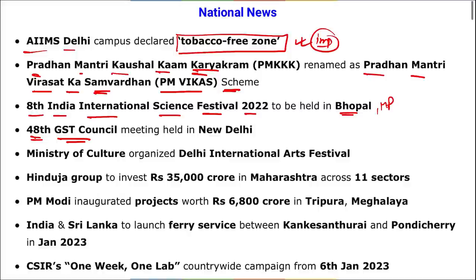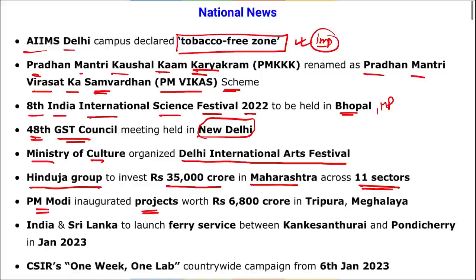The 48th GST Council will be held in New Delhi. Where is the National Museum for Customs and GST? It is in Goa. And in Delhi itself, if you remember, there is a museum for former prime ministers. Then the Ministry of Culture organized the Delhi International Art Festival. Hinduja Group to invest 35,000 crore rupees in Maharashtra across 11 sectors. PM Modi inaugurated projects worth 6,800 crore rupees in Tripura and Meghalaya.